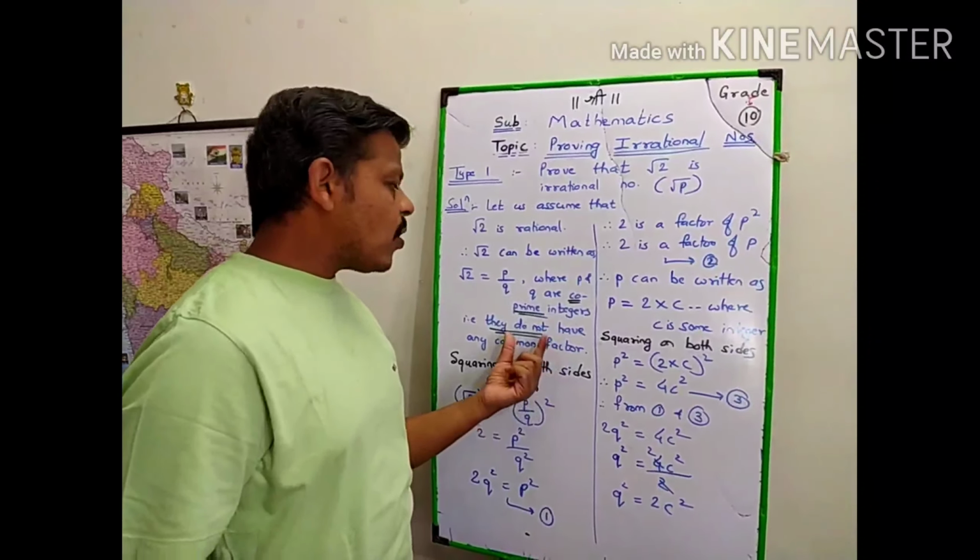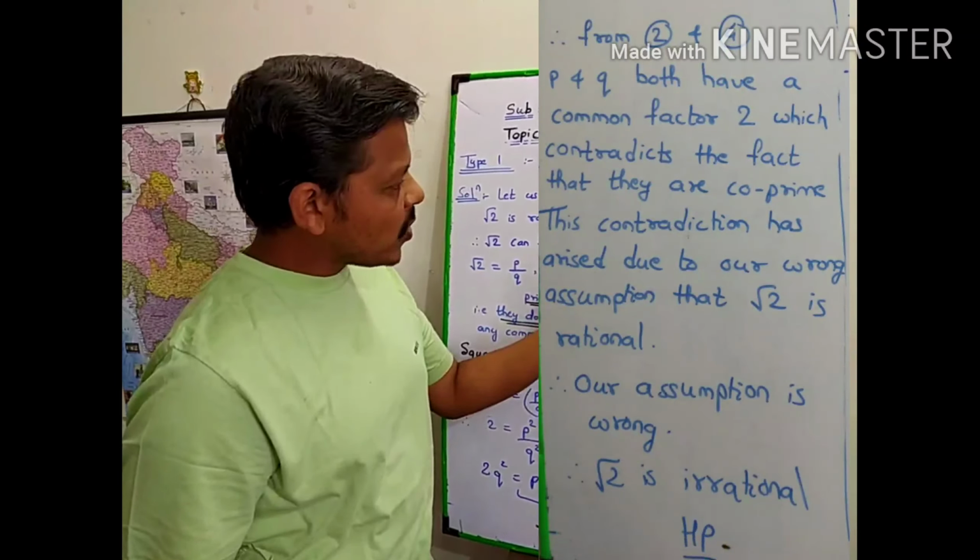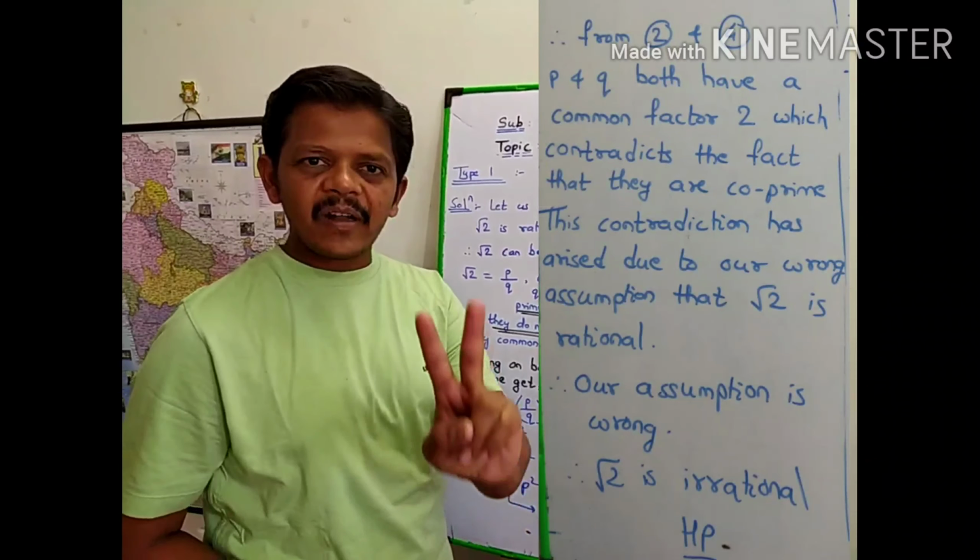Here we have said they don't have a common factor and now we are showing that p and q both have a common factor 2.